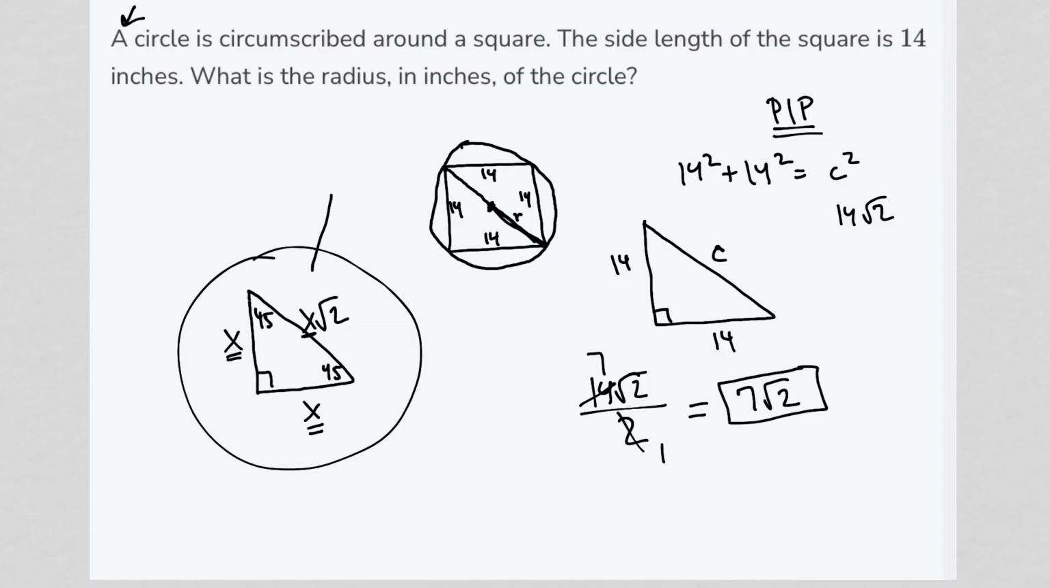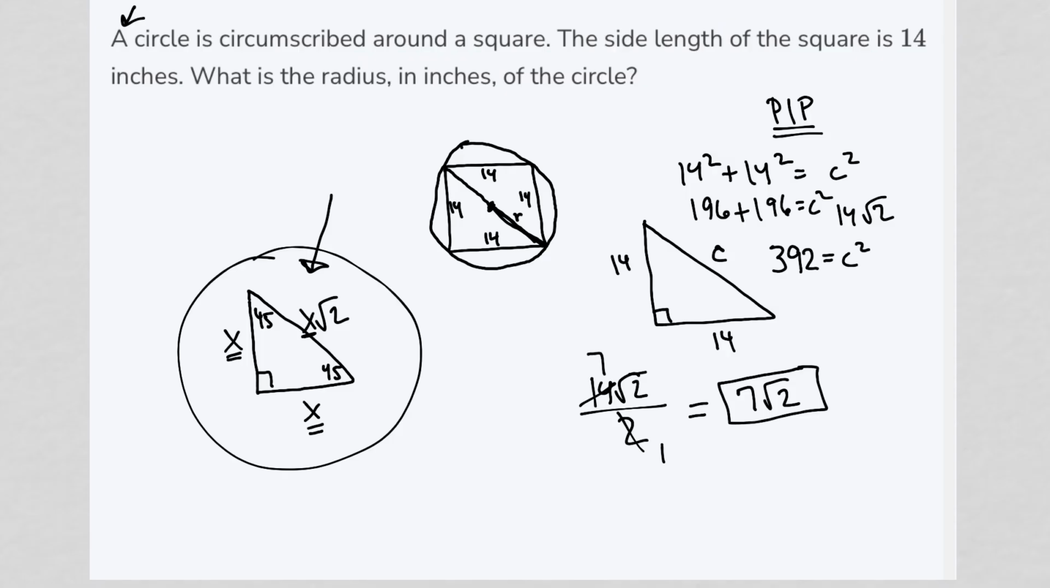Either way, both strategies work. I prefer just knowing the right triangle way because it's the fastest, but the Pythagorean theorem also works. Let me just continue the Pythagorean theorem for you so you can see that it works. 14 squared is equal to 196. So it becomes 196 plus 196 equals c squared. 196 plus 196 is 392. So we have 392 equals c squared.